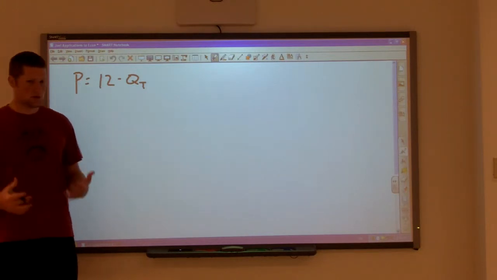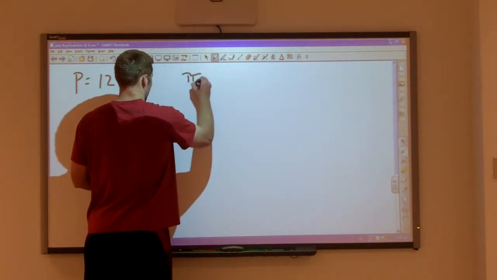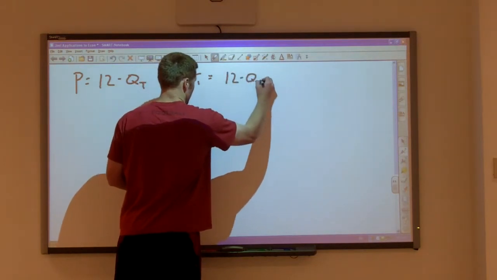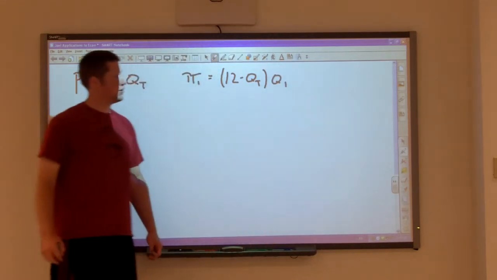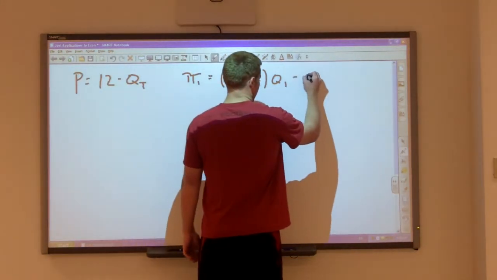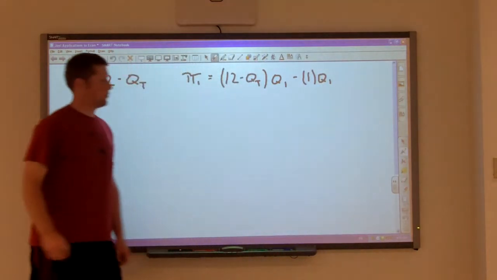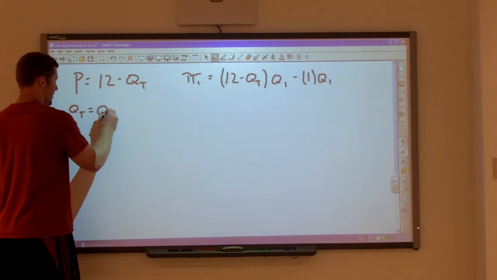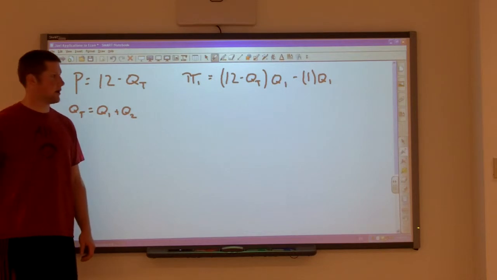So let's write out the profit for firm number 1, and we'll call that pi 1. The profit for firm number 1 is going to be the price times the quantity that firm 1 produces. That is our revenue term. Now we can subtract our cost, which is our marginal cost of 1 unit times the quantity that firm 1 produces. And just to be clear, Q sub T is simply Q1 plus Q2, the total quantity produced in the market.